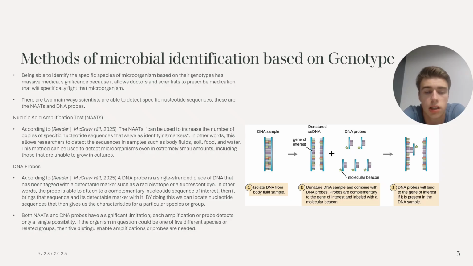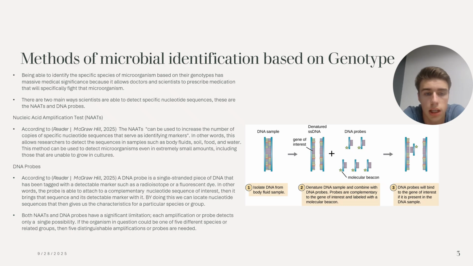Nucleic acid amplification tests work according to the source I provided. The test can be used to increase the number of copies of specific nucleotide sequences that serve as identifying markers. In other words, this allows researchers to detect the sequence in samples such as body fluids, soil, food, and water. This method can be used to detect microorganisms even in extremely small amounts, including those that are unable to grow in cultures.